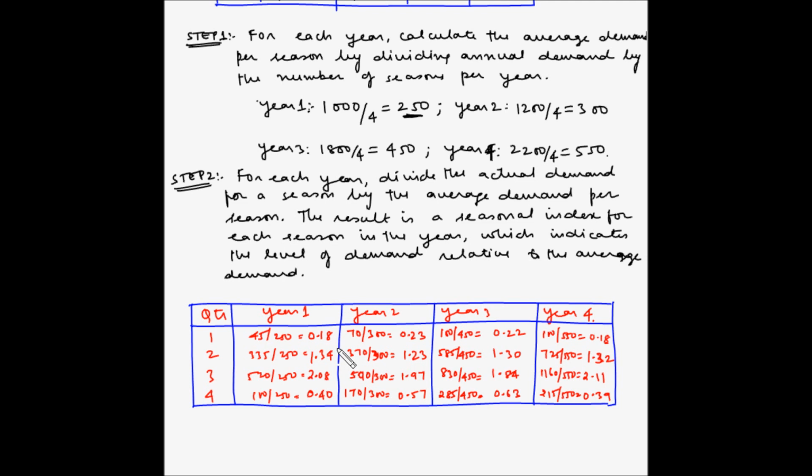Now let's move to the next step. Next step is to calculate the average seasonal index for each season using the results from step 2. So now we have this seasonality index for each of the quarters across the years. So we want to arrive at one seasonality index for each of the quarters. In order to do that, we'll take the average of the seasonality index for each of the quarters.